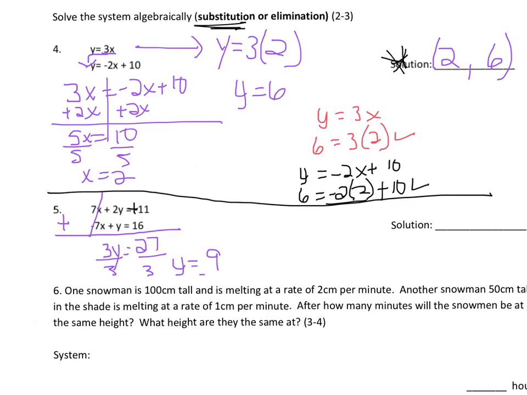Now I can plug this number back into either one of these. So I'm going to do 7x plus 2 times 9 equals 11. 7x plus 18 equals 11. So I'm going to subtract 18 from both sides to get 7x equals negative 7, and divide by 7 to get x equals negative 1.